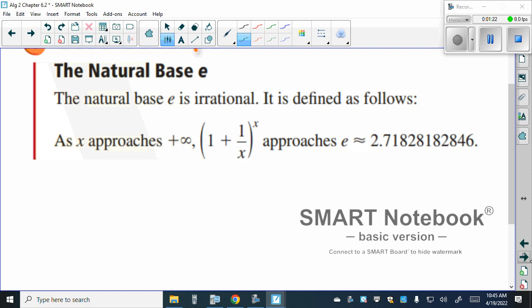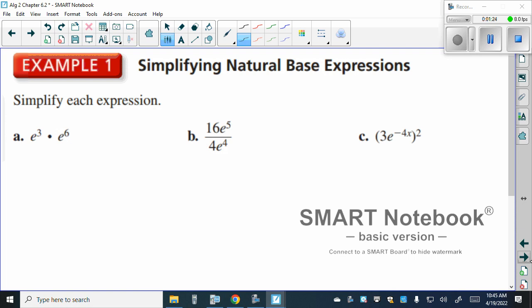Now, we can treat e like a variable, just like we can with pi, because we can say pi squared, pi times pi, or we can do things with pi. We can do the exact same thing with e. So if I wanted to simplify e to the third times e to the sixth, you get e to the ninth, because whenever we multiply like bases, we add the exponents. So 3 plus 6 is 9.